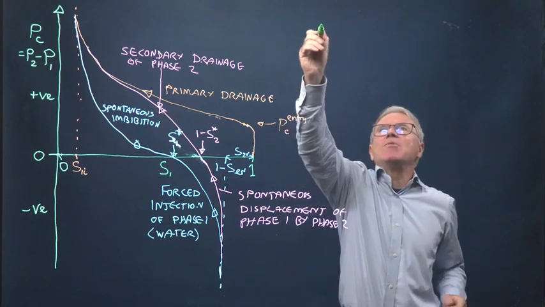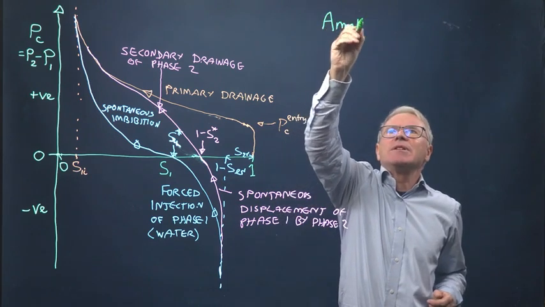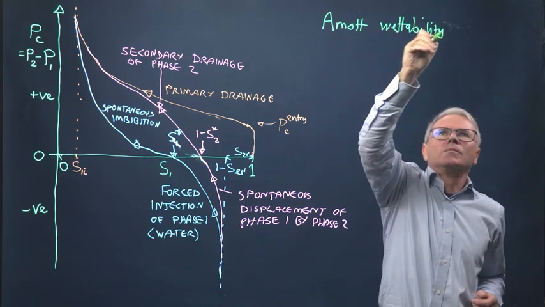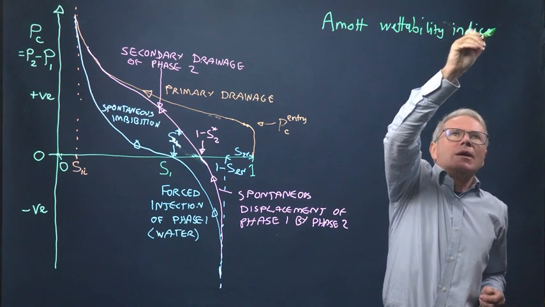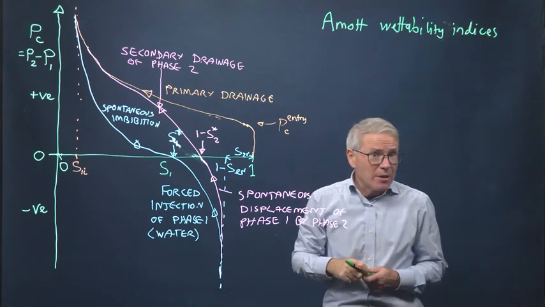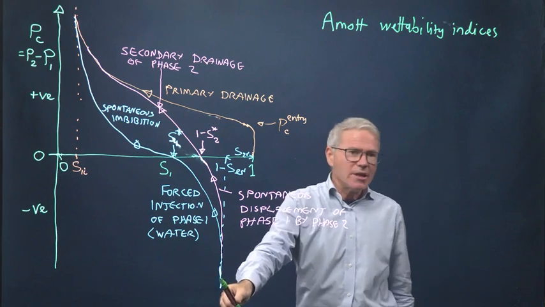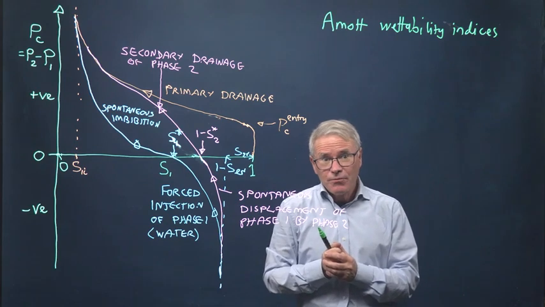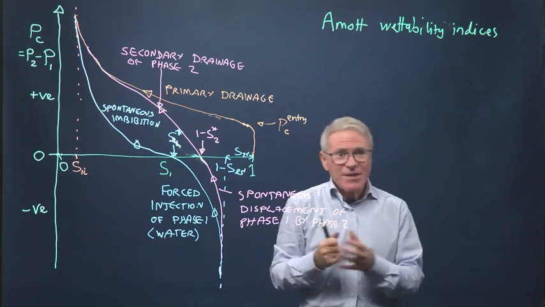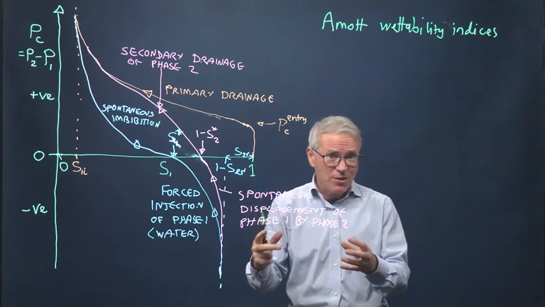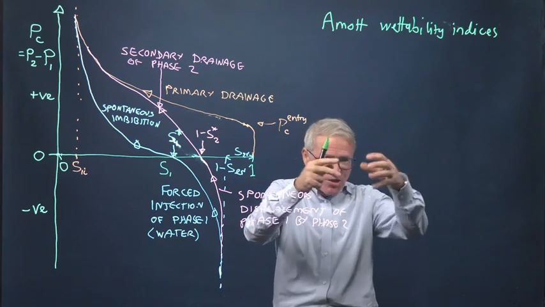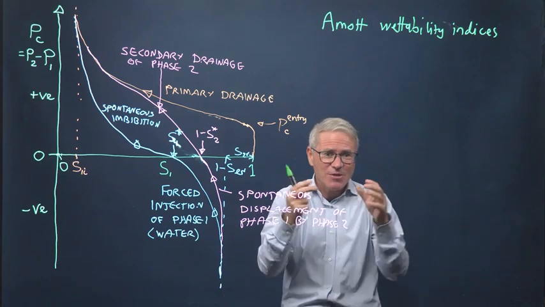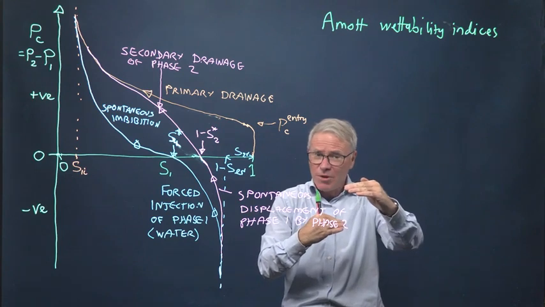We have what are called the Amott wettability indices, named after Amott. And what he designed was an experimental protocol as follows. He started with a porous medium, a rock, that was at waterflood residual oil. Could be residual gas, but it's the residual of phase 2. He then put that rock in a bath full of phase 2, which is oil in his case. So you have this rock, you just put it in a bath of oil.